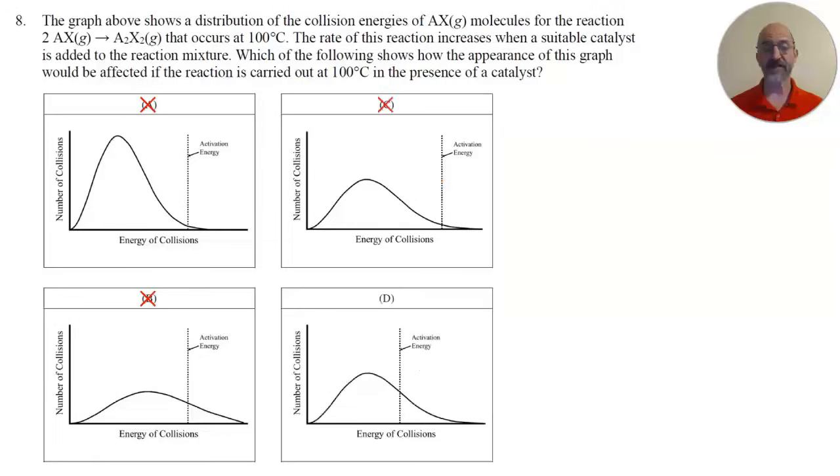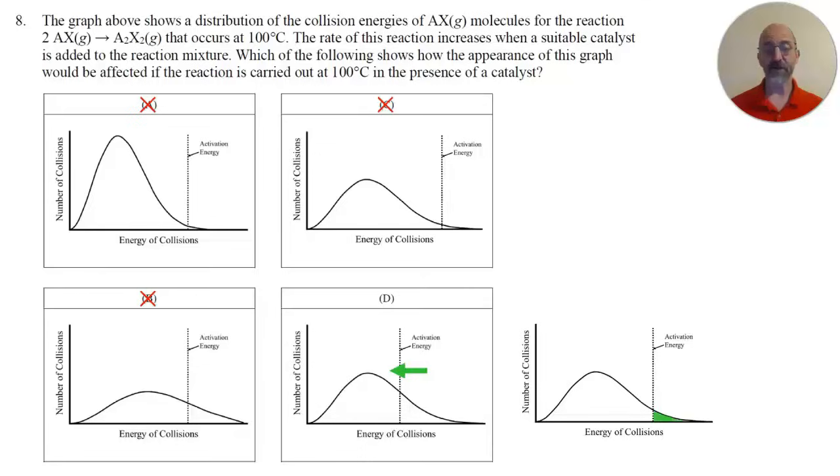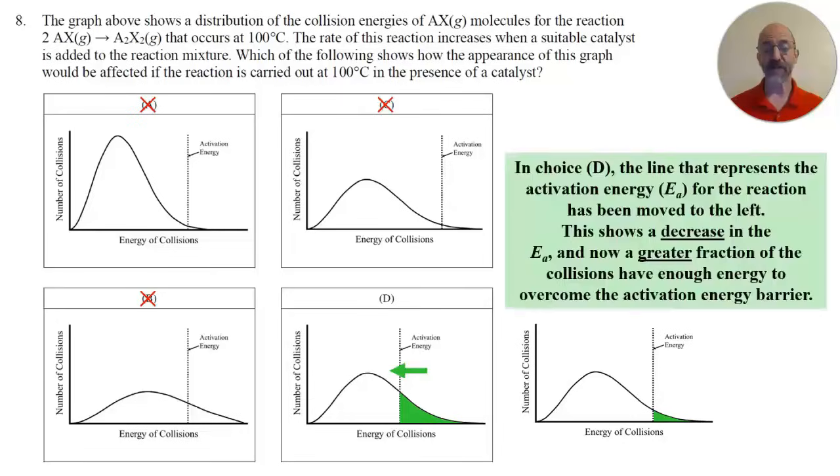Now look at the details in choice D. Look at the location of that vertical line representing the activation energy. So what happened is that the activation energy, that vertical line, has been moved to the left. So you can see as I shade that portion to the right of the activation energy, I'm shading that portion underneath the curve. In choice D, you can see there is definitely a larger fraction of the collisions that have enough energy to overcome the activation energy barrier. So this is the reason why choice D is correct.